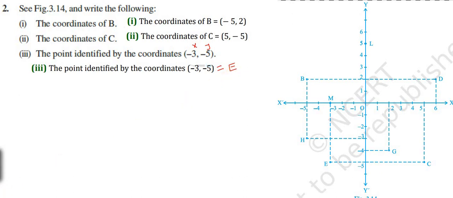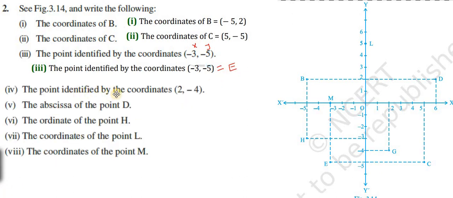Okay, next question. The point identified by the coordinates 2 comma -4. So x-axis 2, y-axis -4. Which is the point? Write the first line like this: the point identified by the coordinates 2 comma -4 is equal to, that is G. See here x-axis 2 and y-axis -4. So that is G.